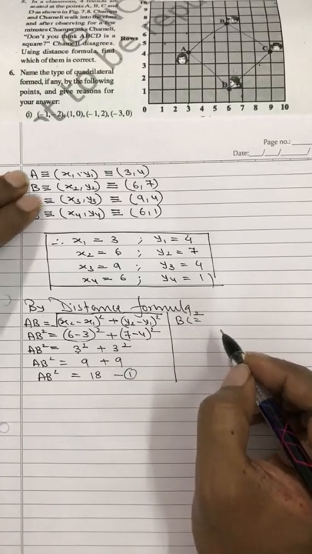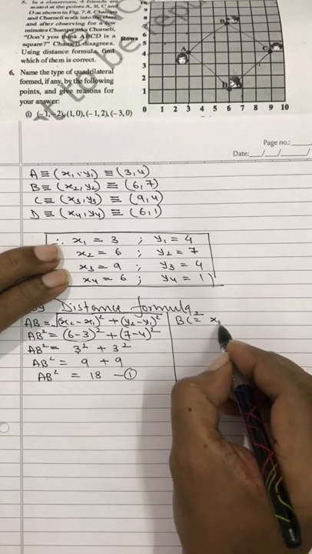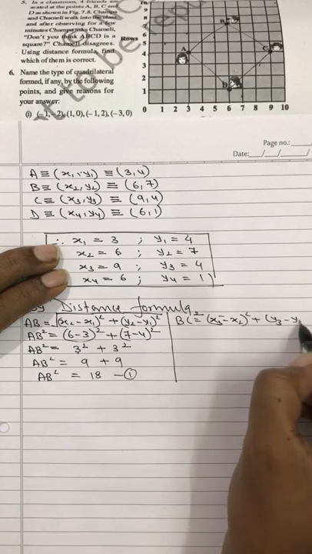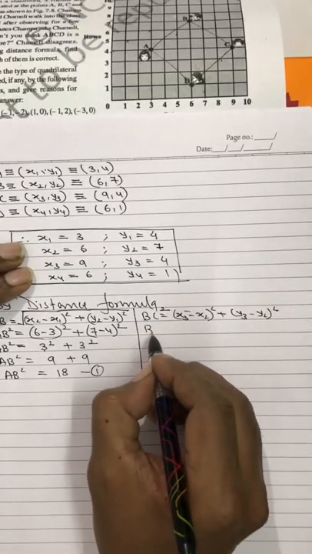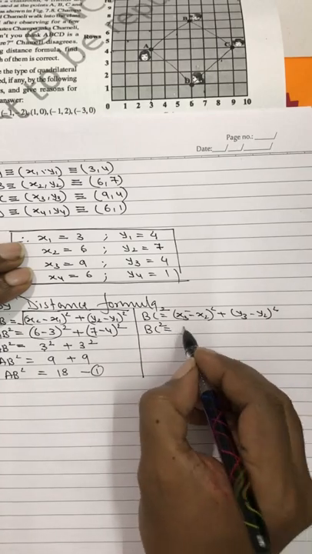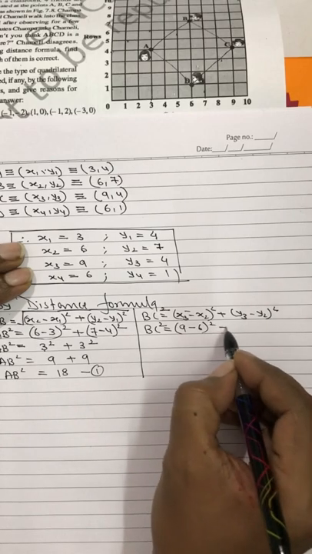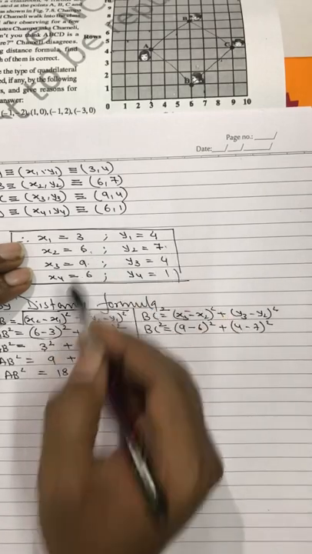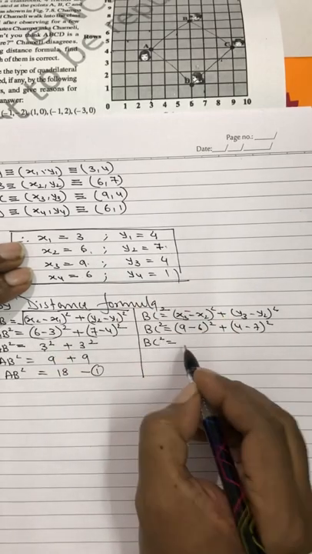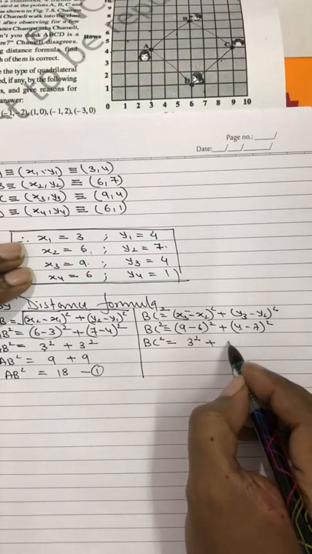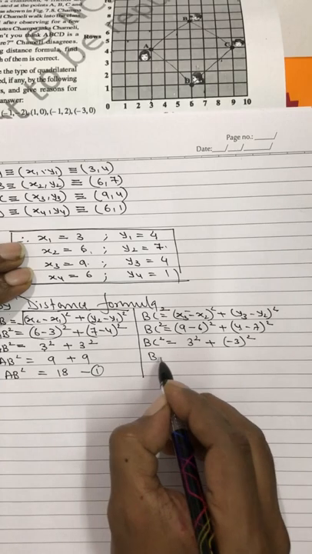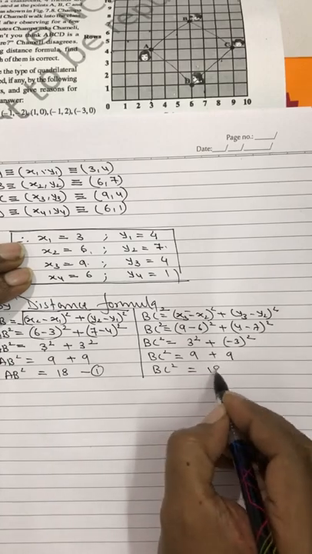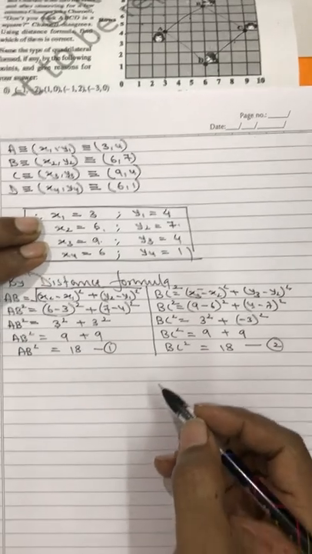Now we can go for BC square. I'll write square. x3 minus x2 the whole square plus y3 minus y2 the whole square. This will give me BC square is equal to x3 is 9 minus 6 the whole square plus 4 minus 7 the whole square. So BC square, 9 minus 6 is 3 square plus 4 minus 7 is minus 3 the whole square. But anyhow, square is going to be always positive. So BC square is equal to 18. This is 2.